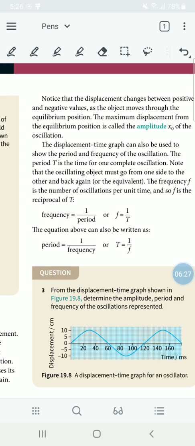Leave a line, put a star and write down, maximum displacement from the equilibrium position is called the amplitude X0. And please write down these two equations. Frequency equals 1 upon period, f equals 1 upon T, and T equals 1 upon f, period equals 1 upon frequency. If you understood, please do question number 3. If you did not, please ask me questions.